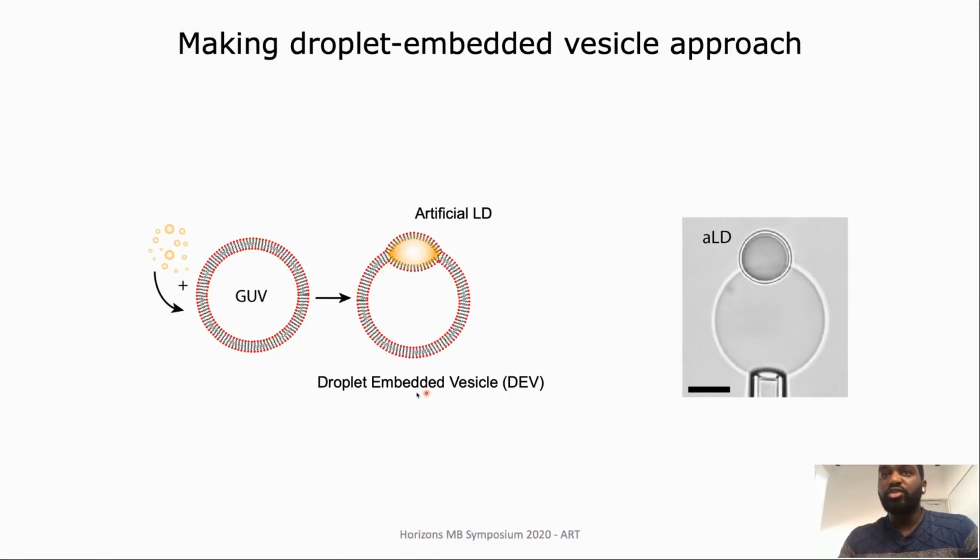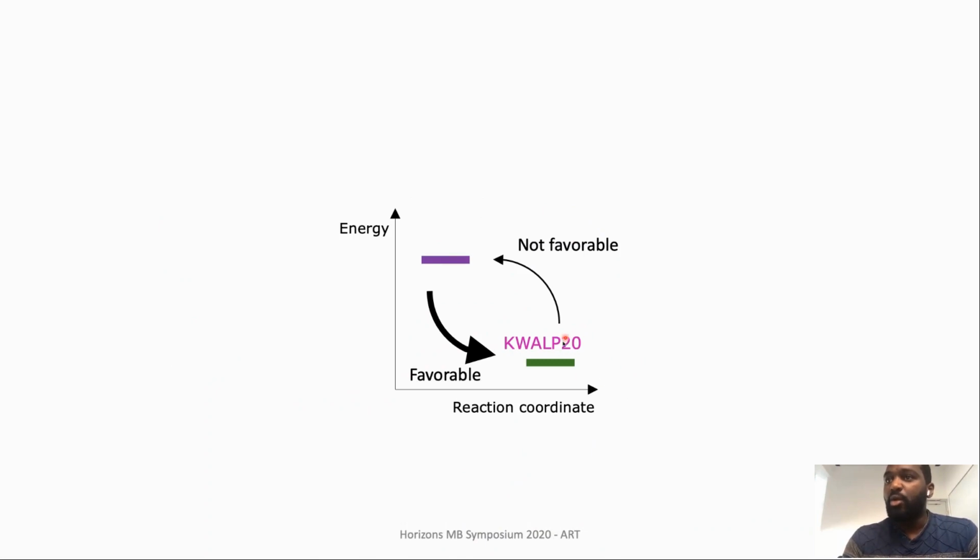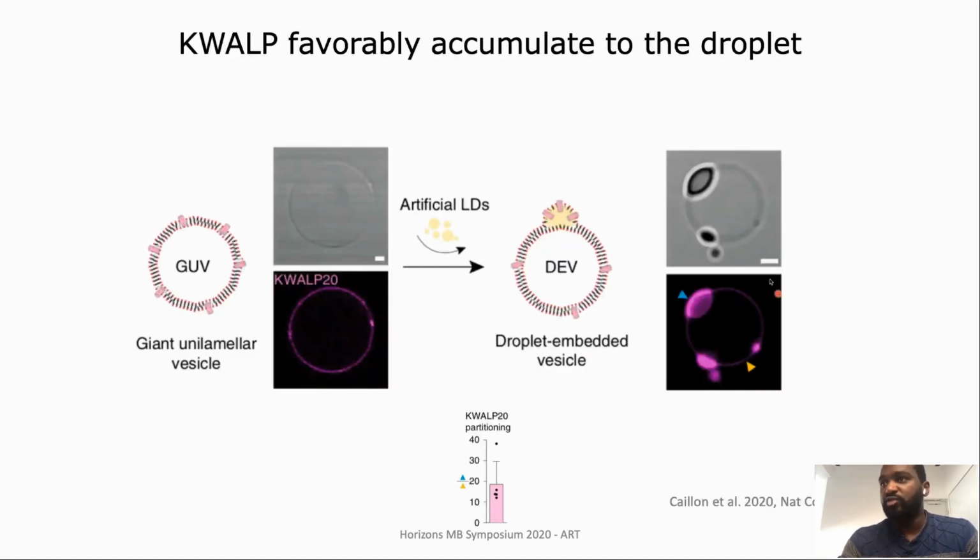To address that, we switched systems. We used these droplet-embedded vesicles. Basically, we take a giant bilayer vesicle, we add oil droplets, and we have the droplets incorporated within the bilayer, as shown here. Then we prepared the bilayer with QALP20, the peptide. You can see the signal here. Then we added the artificial droplets. And what we saw was striking: now the signal of the bilayer is much lower than the signal on the droplet. This confirmed that going from the monolayer to the bilayer is not favorable, but going from the bilayer to the monolayer is spontaneous and energetically favorable, as you can appreciate here.